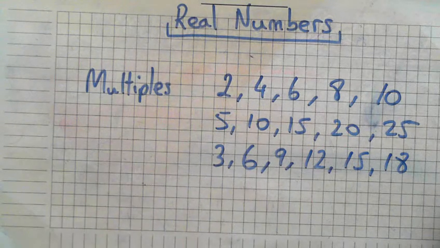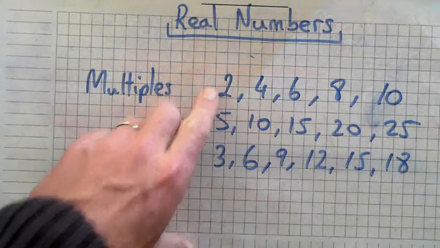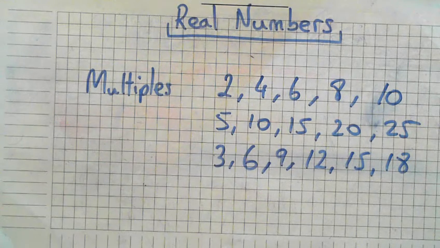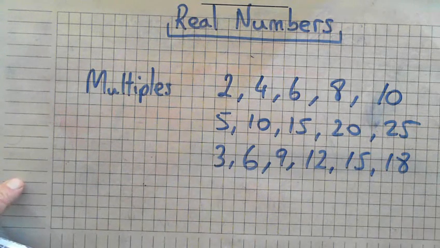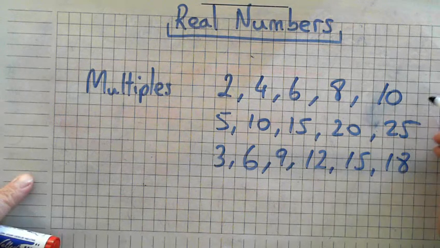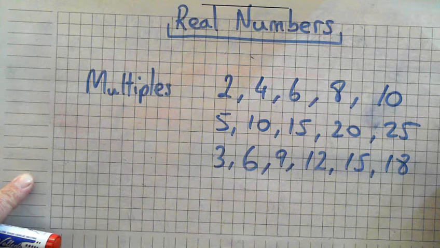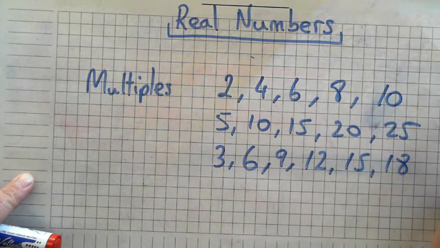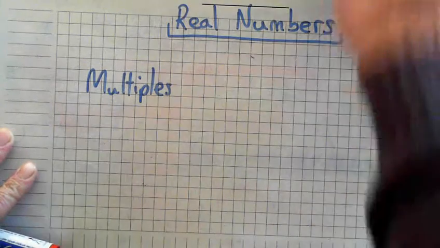And why did we do that? Because if we were asked what's the lowest common multiple, the LCM of 2, 5, and 3, what is it? 15? Is it 15? If we keep going, what's the first common number? 30, isn't it? Alright.